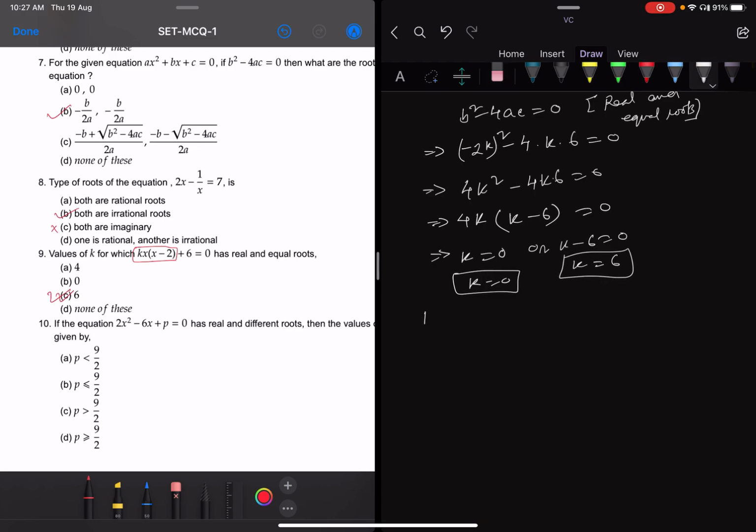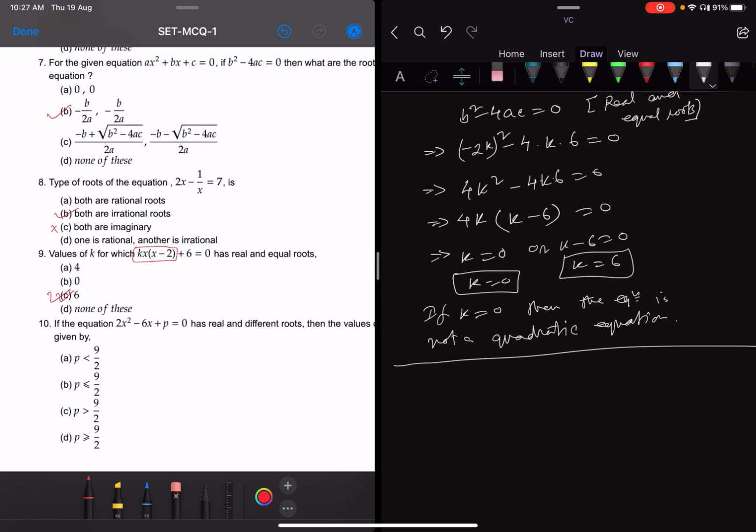The logic is, if k equals 0, then the equation is not a quadratic equation. Clear?